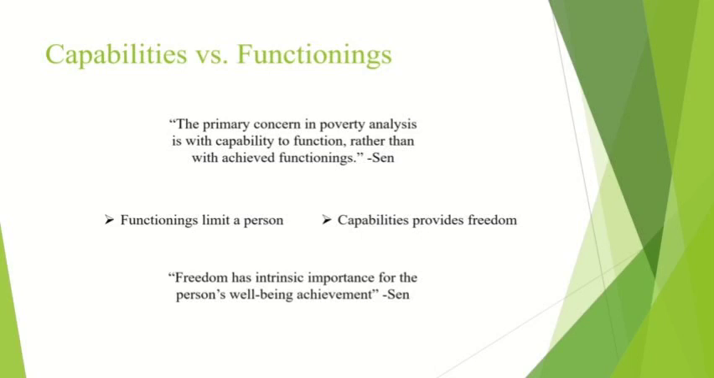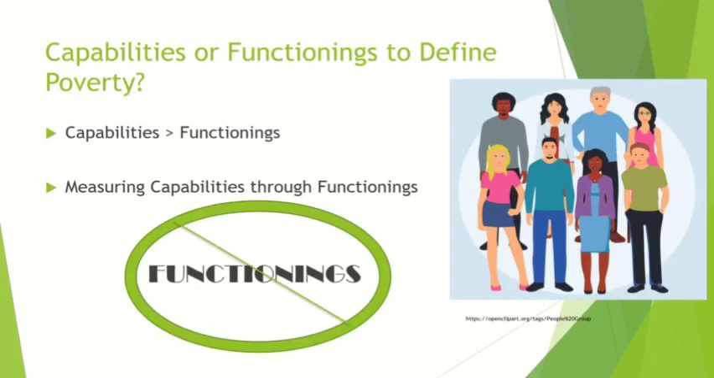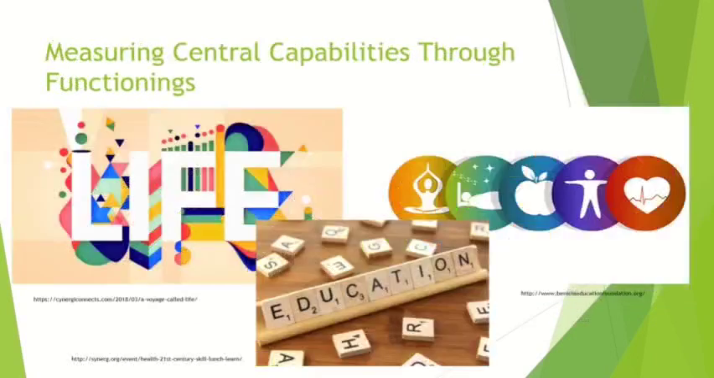But when one uses the capabilities approach, it provides options for that person to choose from. It provides freedom. Freedom has intrinsic importance for the person's well-being achievement, resulting in a better quality of life. So part of our definition for poverty is a lack of capabilities as opposed to lack of functionings. Note, however, that the only way we can measure these capabilities is by measuring the functionings a person has.